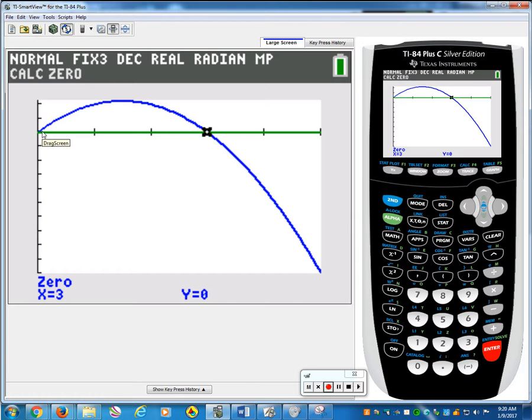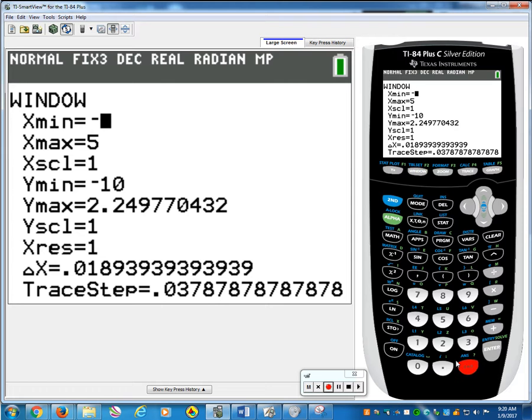Over here it appears to be 0. It would be probably wise to check it. It won't find the 0 though unless you go a little bit past. So you've got to change the window just a little. Say -1, zoom fit.